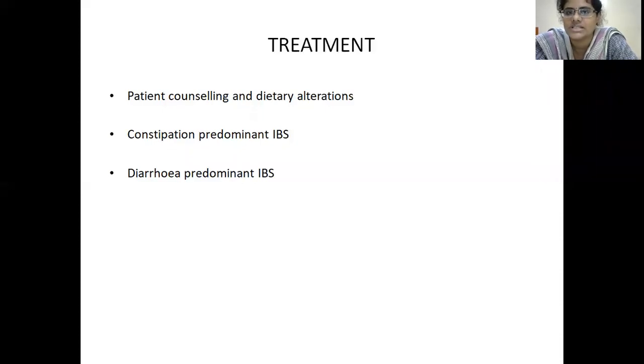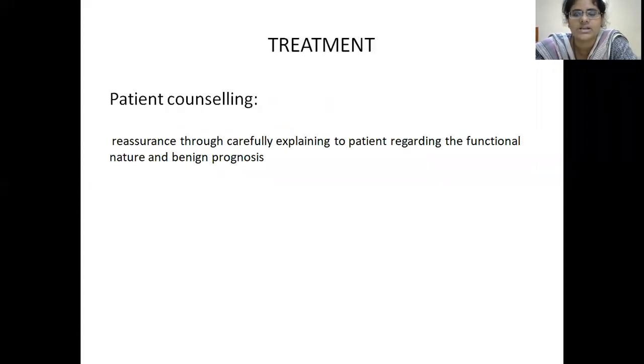Whenever you see a patient with symptoms suggestive of IBS, the first and foremost is patient counseling and dietary alterations. First, you need to inquire about the diet of the patient, and advising dietary modifications is the first treatment protocol. Further treatment depends upon whether it is constipation predominant IBS or diarrhea predominant IBS. First and foremost is patient counseling. You have to reassure the patient and explain that it has a benign prognosis. It is functional. Reassurance is the most important thing in this patient.